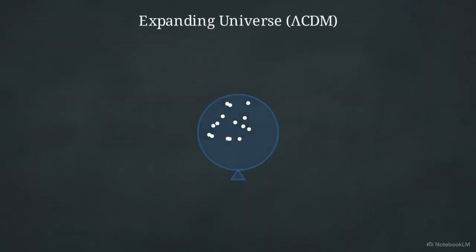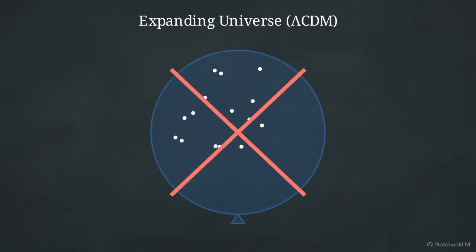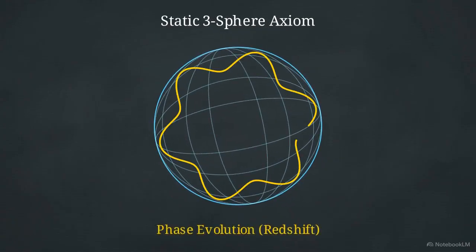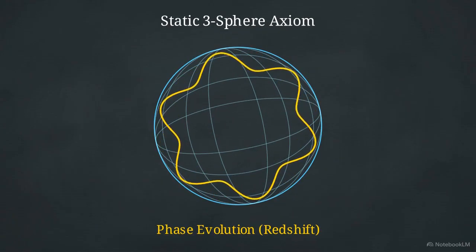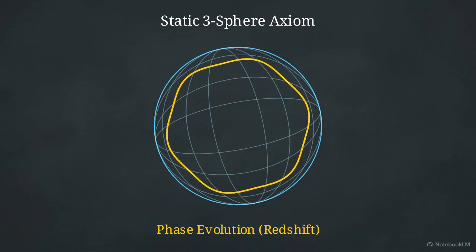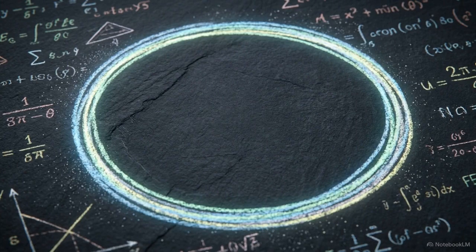This framework rests on a different axiom. The universe is a static, finite three-sphere. In this model, dark energy pushing space apart is an illusion. Within this static geometry, redshift represents observers registering the phase evolution of a cosmic standing wave. Since space is static, lambda exists as the passive ground mode eigenvalue of the cosmic boundary.